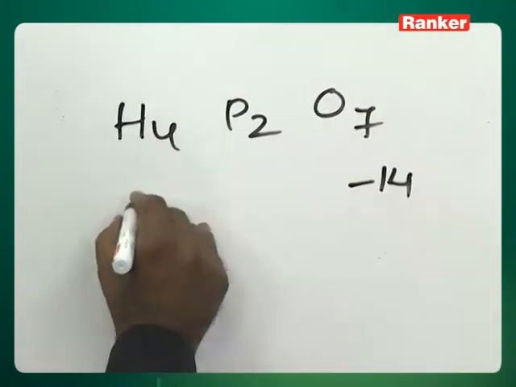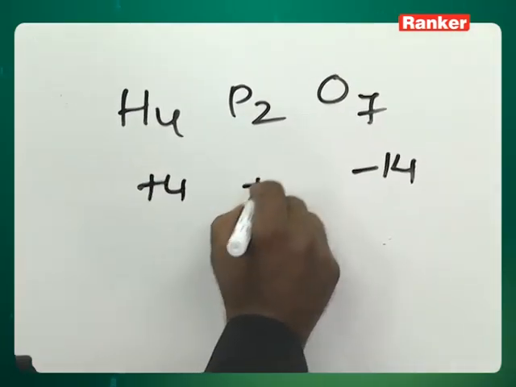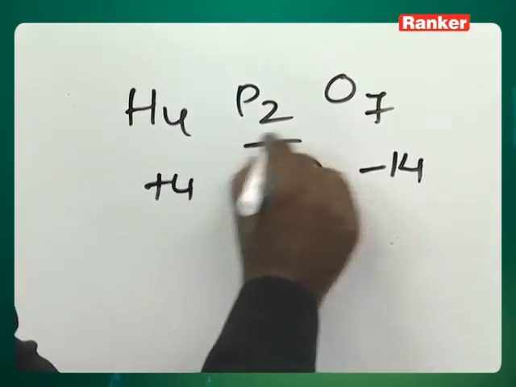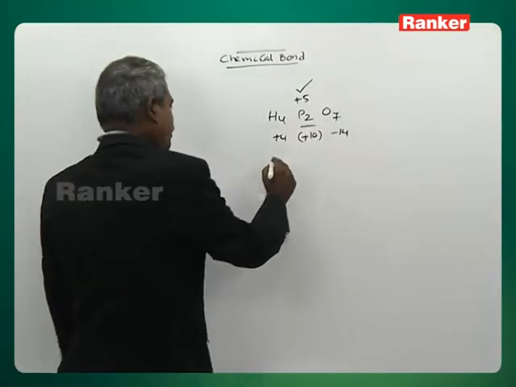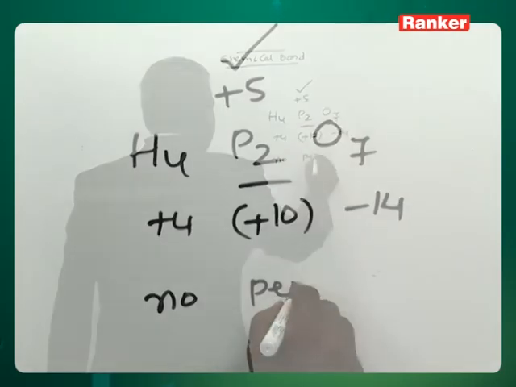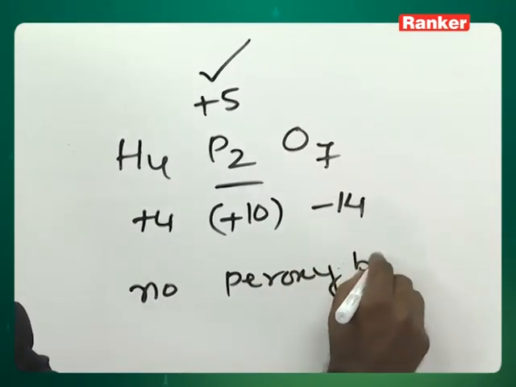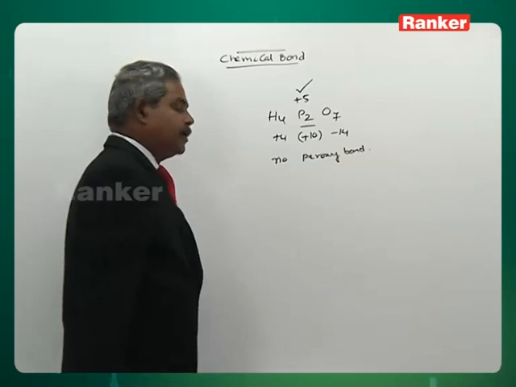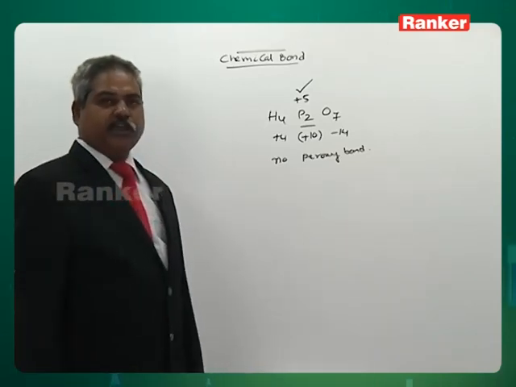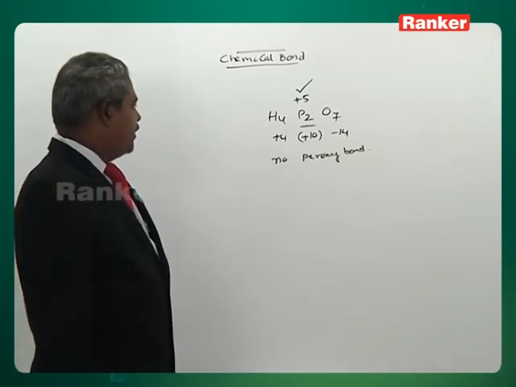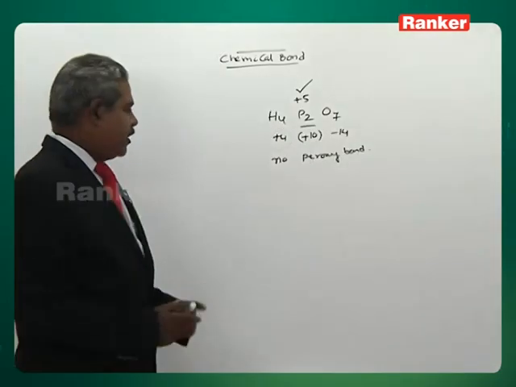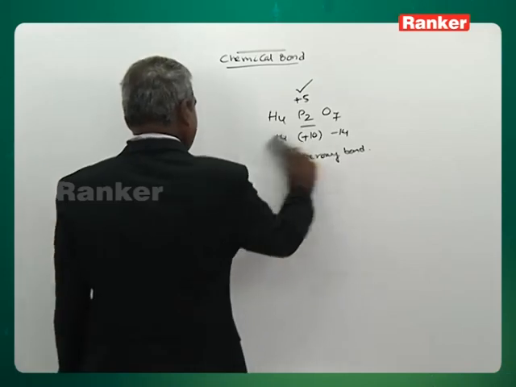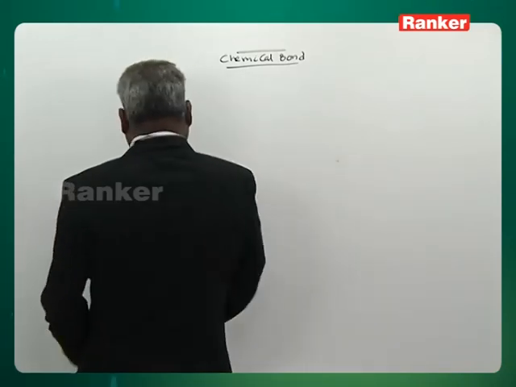So, plus 4, plus 10. Each phosphorus is getting plus 5, okay, therefore no peroxy. No peroxy bond. What do you mean by peroxy bond? Oxygen-oxygen single bond. That was H4P2O7. Now, you try to find out whether there is a peroxy bond in this or not.